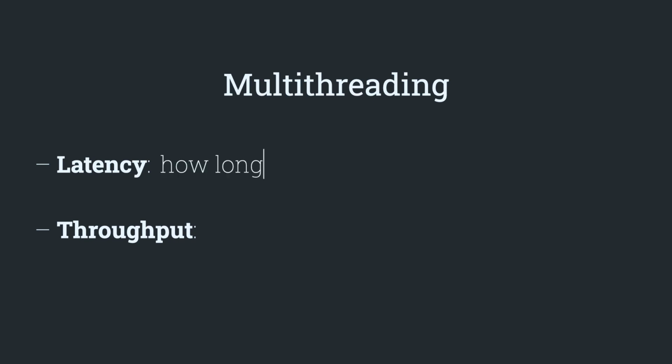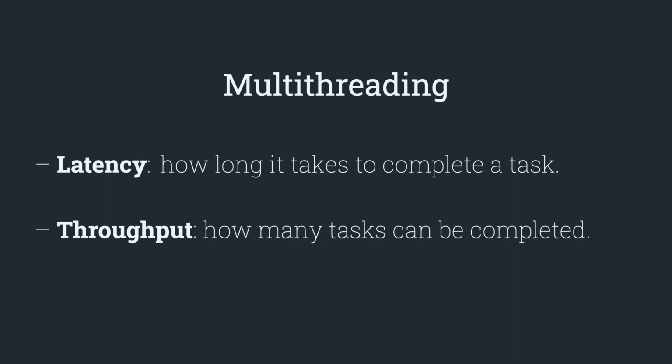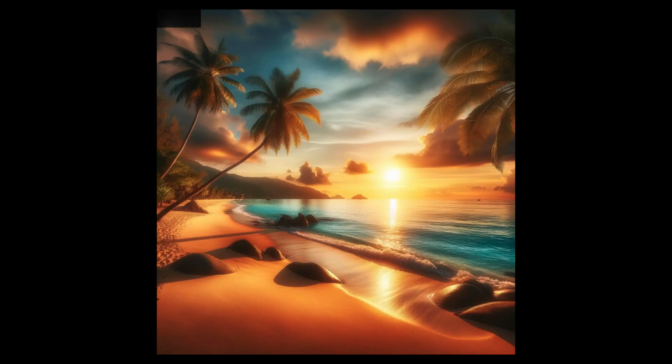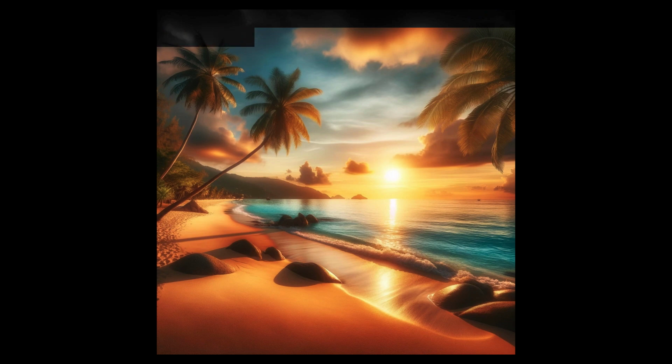We tend to employ multithreading in order to optimize two key factors, latency and throughput. Latency measures how long it takes to complete a task, and throughput measures how many tasks can be completed per unit time. In this lesson, we're going to look at multithreading, an application that suffers from poor latency.